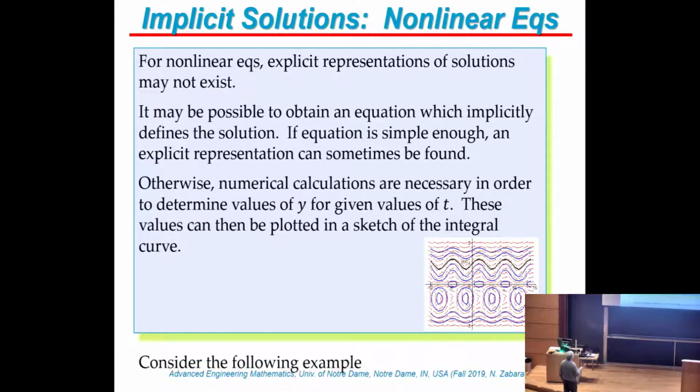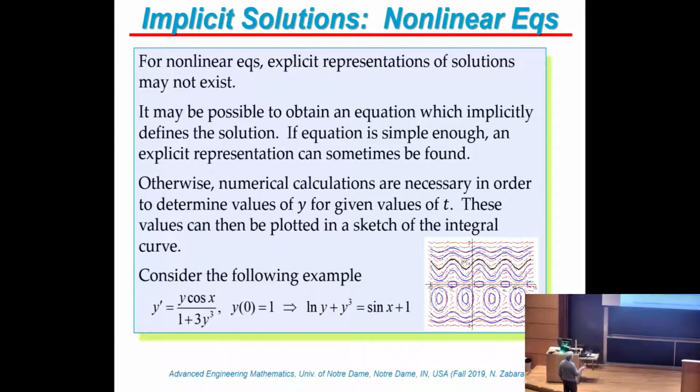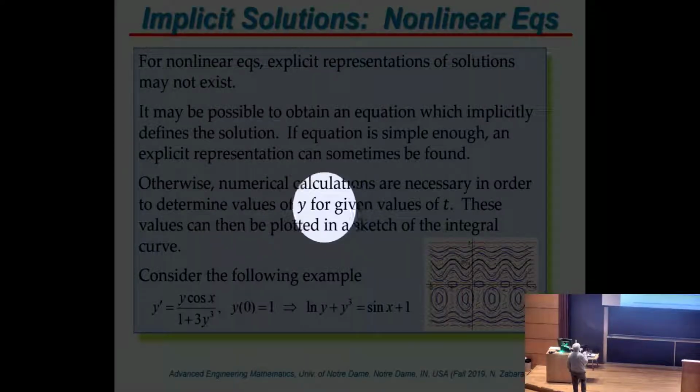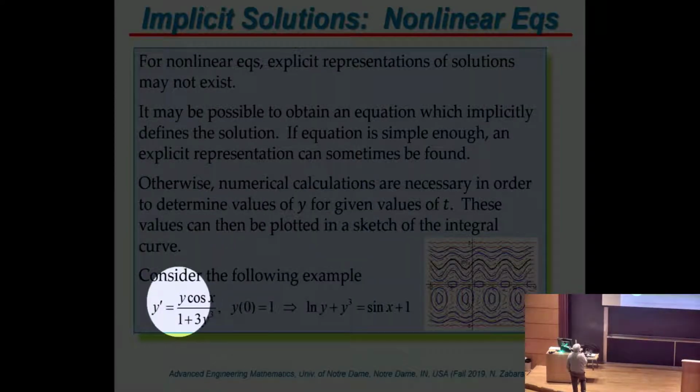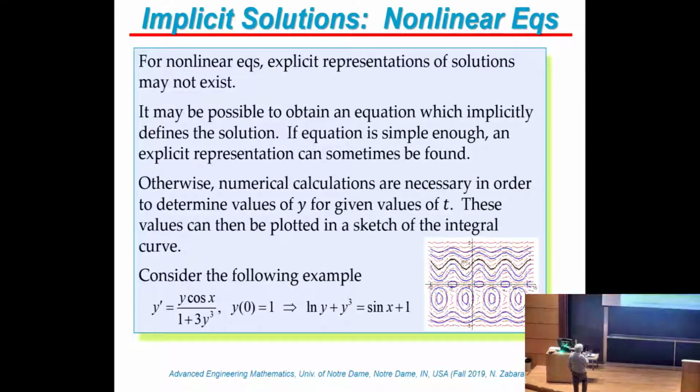Just so I can finish, right, nonlinear equations are very new territory for everybody, because if I change the equation, what you get can be extremely weird things. So here is an equation, okay? y prime equals y cosine of x over 1 plus 3y cubed. This is how the solution looks.